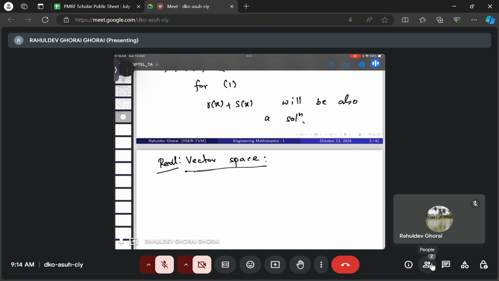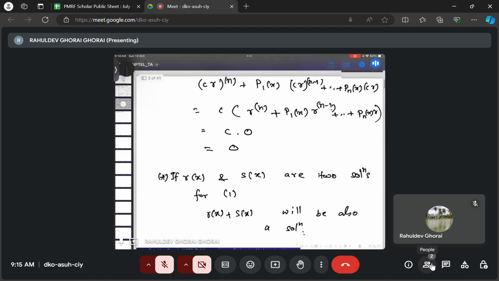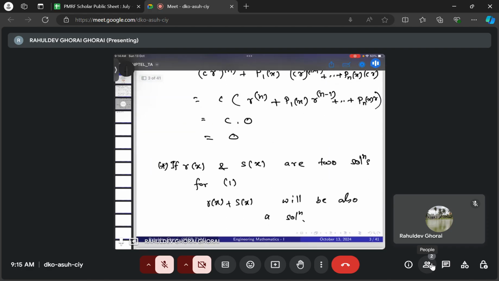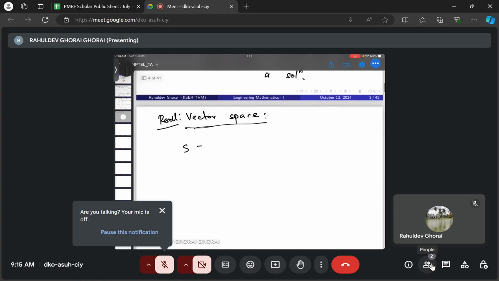So it is an abelian group with respect to plus, and you have scalar multiplication, so it is closed under scalar multiplication. See that everything is happening here. Rx plus Sx, the set of all functions, they make a vector space, right? And now you have a space.